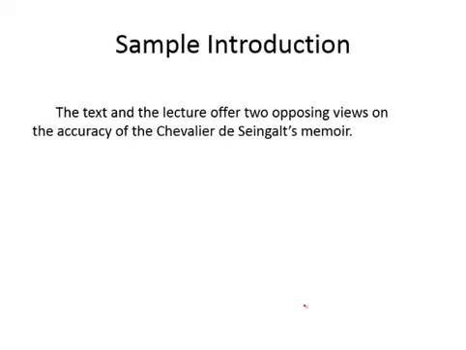Okay, let's look at this one sentence at a time. The very first sentence of my essay is this: the text and the lecture offer two opposing views on the accuracy of the Chevalier de Saint-Gault's memoir. You don't need to say this, you don't need to pronounce it, you only have to write it, and you will have the text next to the writing area.